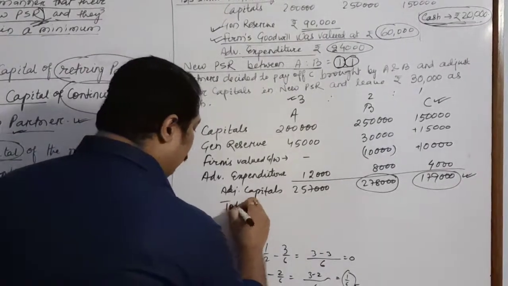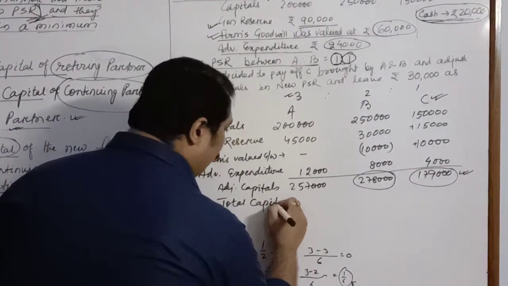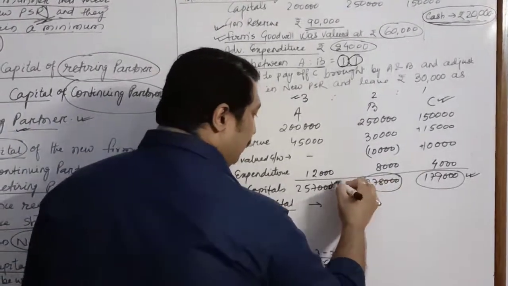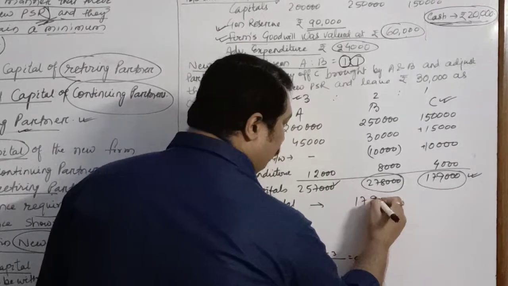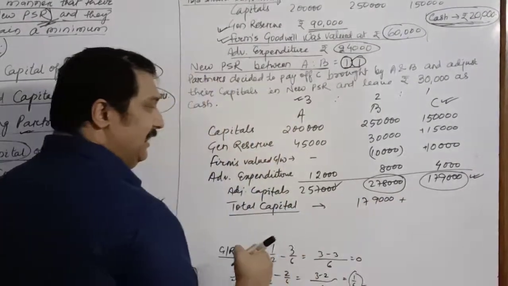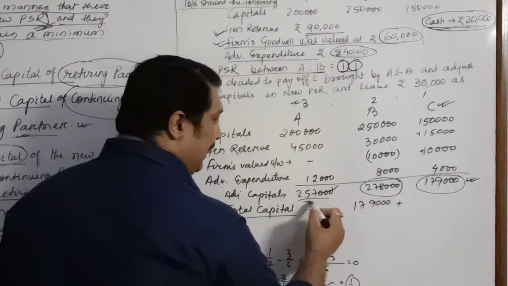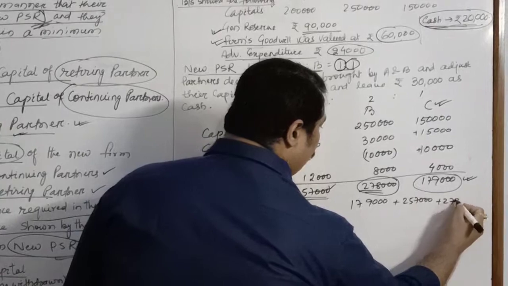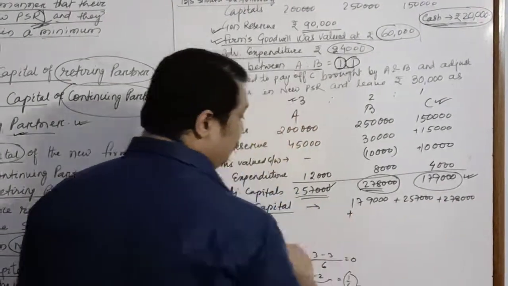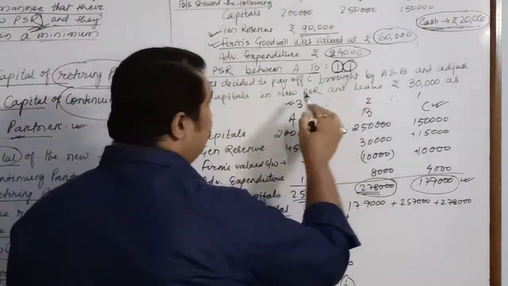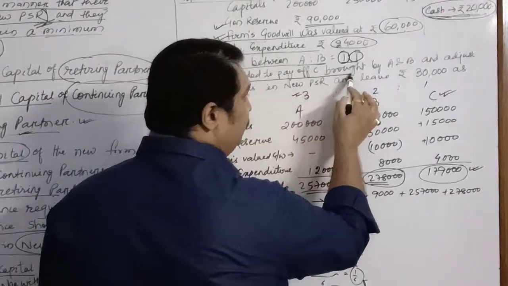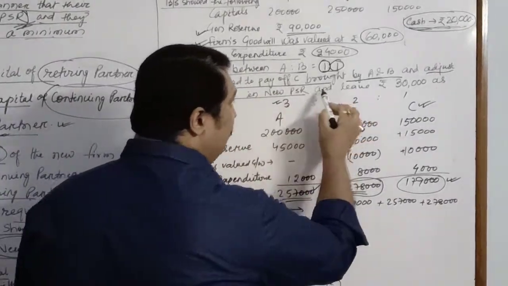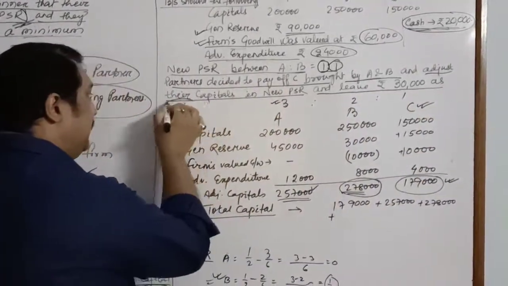Now we'll find out the total capital. What did I teach you? How to calculate the total capital? We will take the adjusted capital of retiring partner. How much is the adjusted capital of retiring partner? 1,79,000. How much is the adjusted capital of continuing partners? 2,57,000 plus 2,78,000 plus, since the question says that partners decide to pay off C brought by A and B and adjust their capitals in new PSR and leave rupees 30,000 as cash.